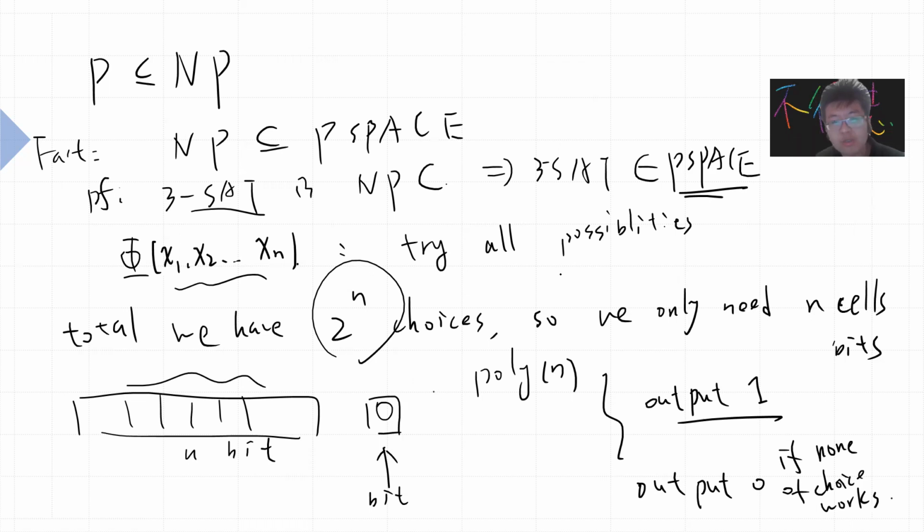Okay, so actually this simply tries all the possibilities. And how much space do I use, right? I just use n plus 1 space. So 3SAT is in PSPACE.